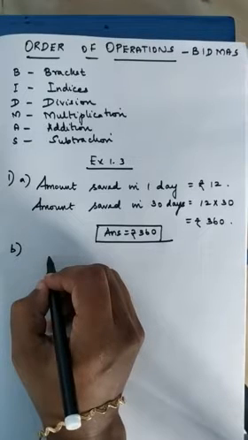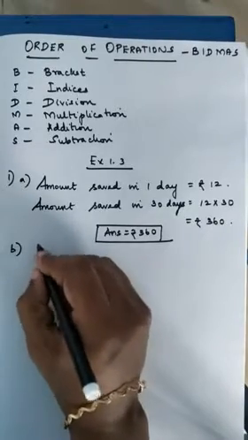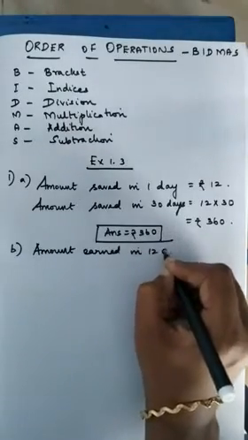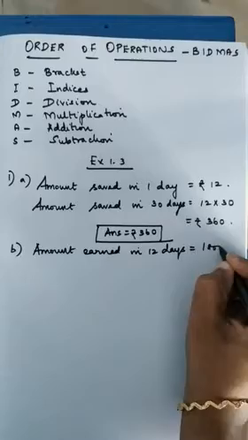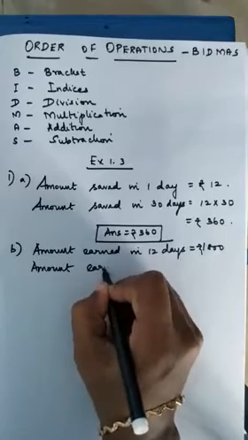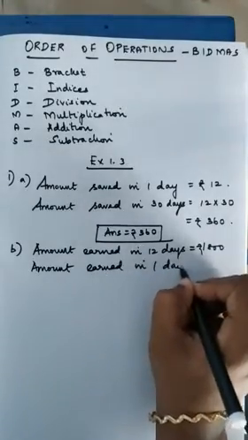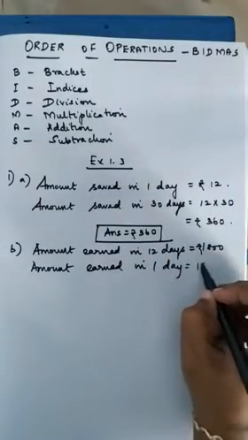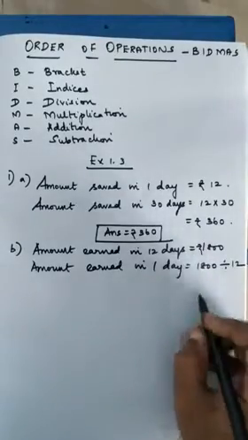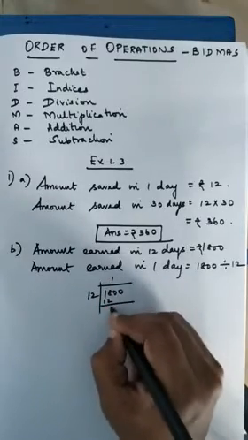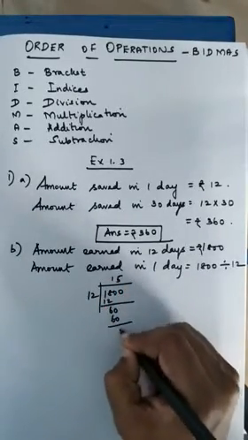Coming to the next one. If a person earns rupees 1800 in 12 days, so amount earned in 12 days, they have given us 1800 rupees. Now they are asking for 1 day, the amount earned in 1 day. They have given for many days and they are asking for one day. So that will be 1800 divided by 12. I have to divide 1800 by 12. Ones are 12, remainder 6. So this will be 560. Then the 0 also will be there.